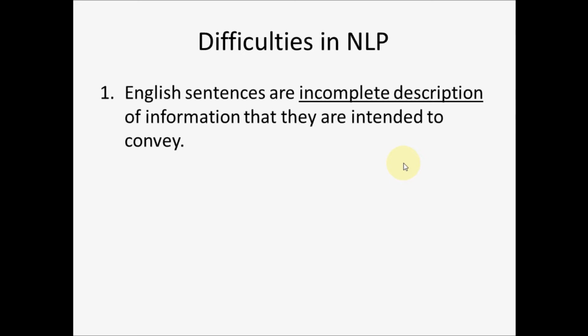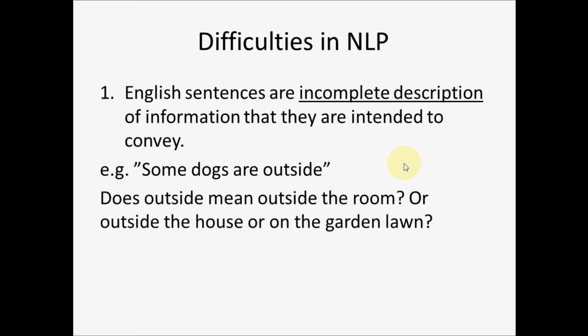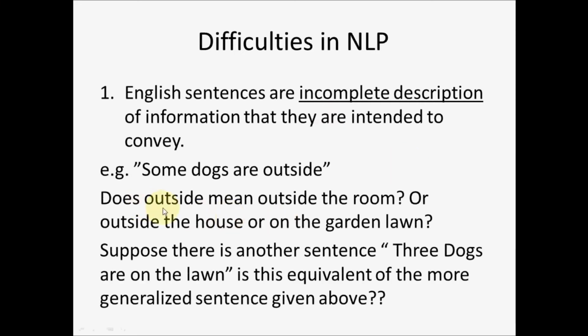For example, let us take a sentence. Some dogs are outside. Now the problem here is, does outside mean outside the room, or does it mean outside the house, or does it mean outside on the garden lawn? What does it actually mean, right? So the problem is whether it means outside the room, or outside the house, or the garden lawn.